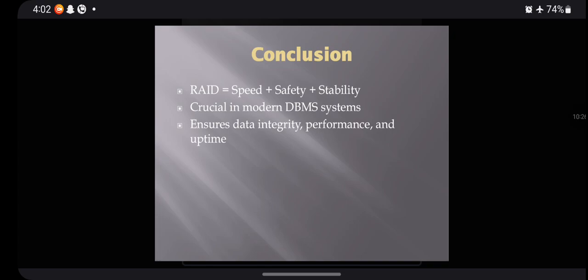To sum it up, RAID means speed, safety, and stability. It is a critical technology in today's data-driven world, whether you're storing videos, transactions, or government data. RAID ensures your data stays accessible. It ensures data integrity, performance, and uptime.